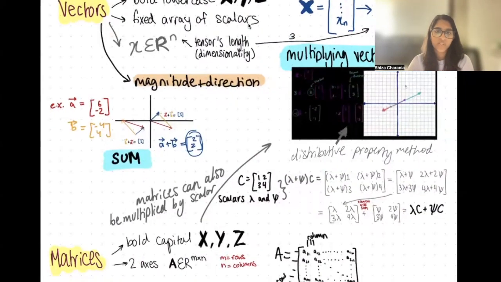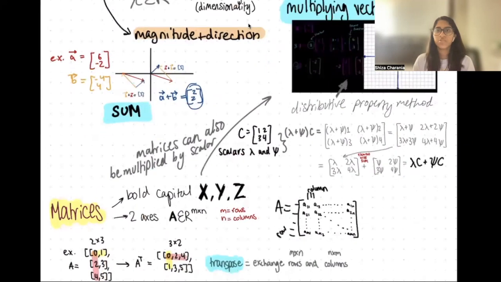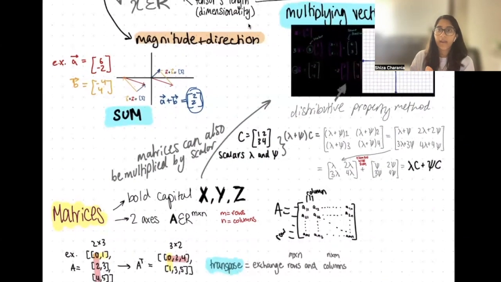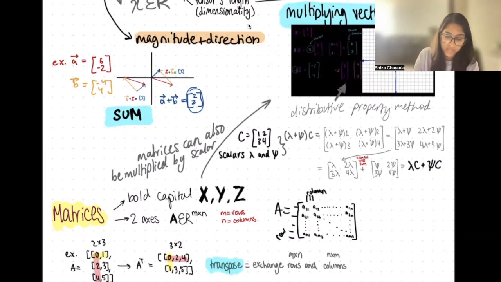And then matrices can also be multiplied by scalars. You can have the same thing here. Now for matrices, again, scalars are 0-dimensional, vectors are 1-dimensional, matrices are 2-dimensional. So they both have rows and columns. They are usually in the form of A is a set of all real numbers, and A is the matrix in this case with both capital letters, where the M represents the amount of rows and N represents the amount of columns. So these are the rows, these are the columns.